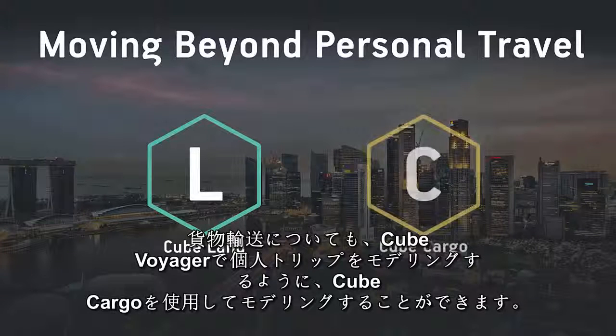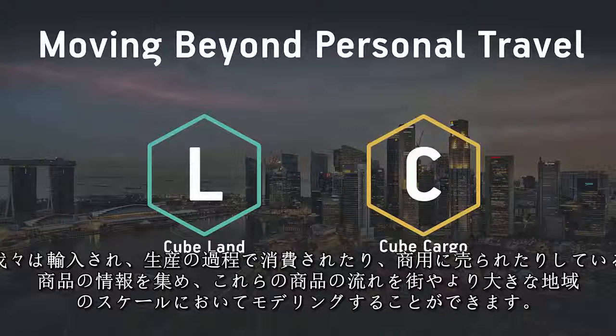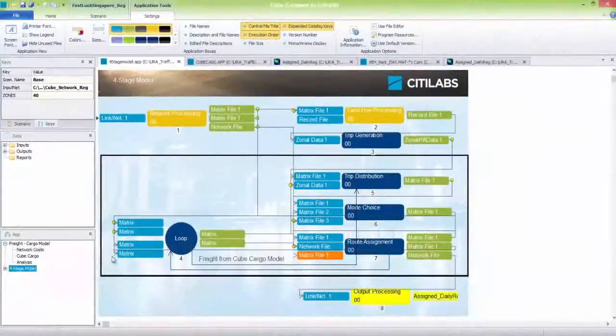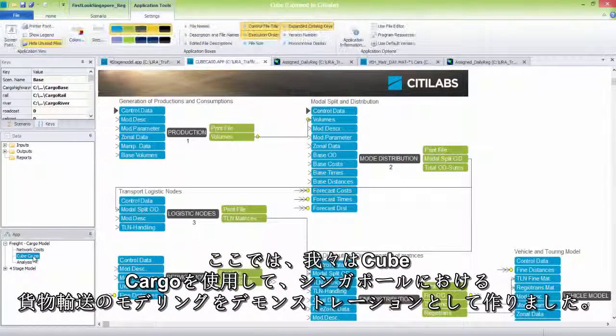We can also model the movement of freight using Cube Cargo, just as we're modeling the personal travel using Cube Voyager. We can gather information on the commodities that are being imported to and then consumed through manufacturing process or the retail sales of goods, and model these commodity flows throughout the city or a larger regional area. Here we have also built a demonstration of a freight model in Singapore using Cube Cargo.